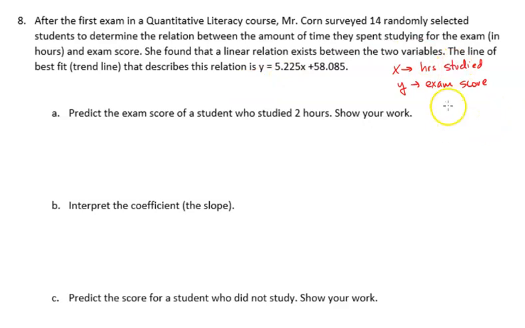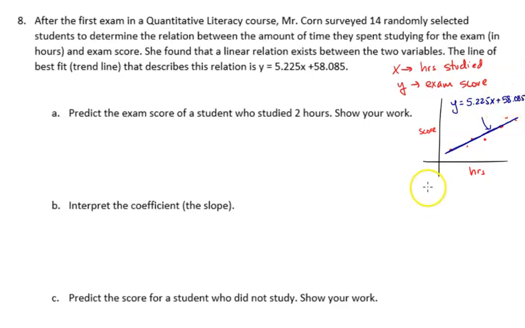So maybe I had this scatter plot that looked something like this, where I had all these dots, basically showing that as the hours went up, the score also went up. And the scatter plot found, hey, there's this line of best fit that looks like this. And then that line right there had the equation y equals 5.225x plus 58.085, right? So that's what this is saying happened. So now we're going to use this linear model to do a few things.